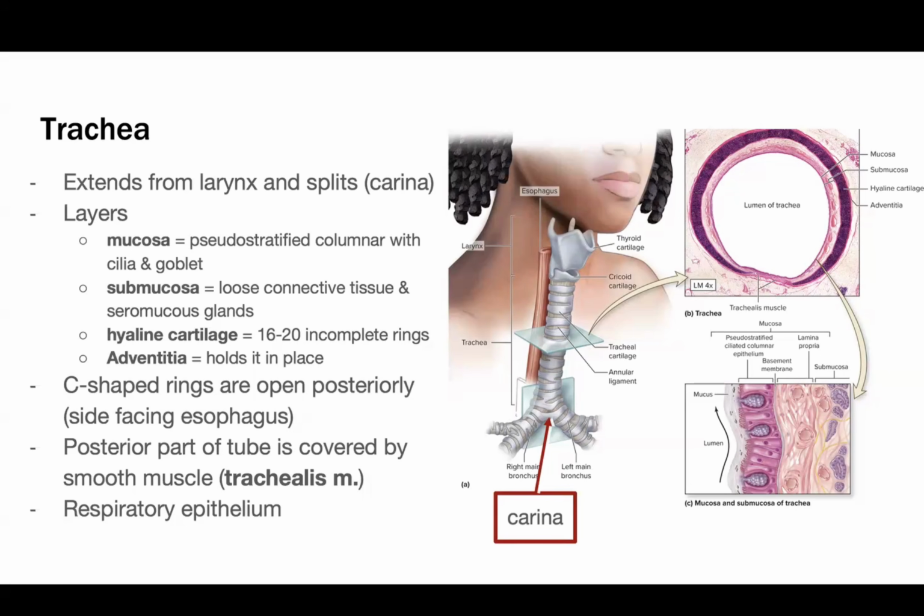The outermost layer is the adventitia. This is an outer connective tissue that holds the trachea in position. The posterior gap that we were talking about, left by the open C-rings, is covered by the trachealis muscle. Now, unlike the pharynx, this is smooth muscle. When it contracts, it narrows the tracheal lumen slightly. This increases velocity of airflow, kind of like during a cough. This is going to help blast foreign material out from your trachea.